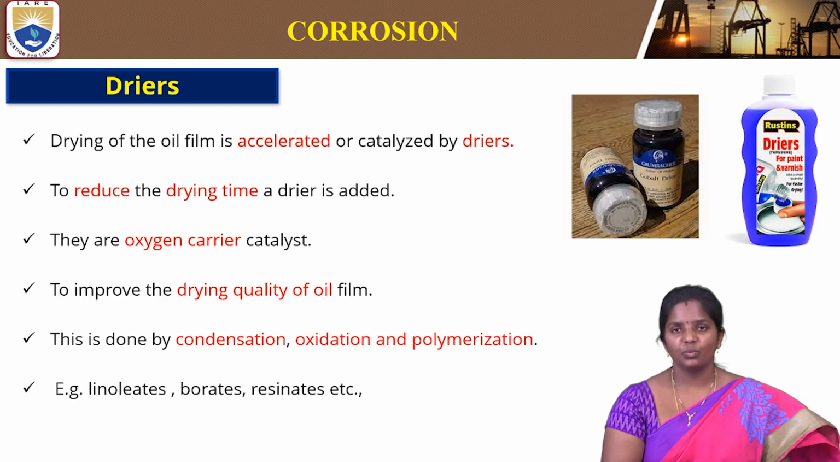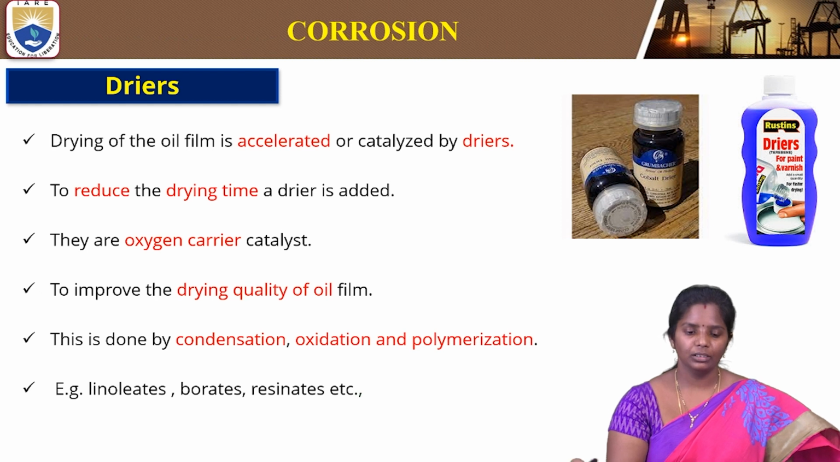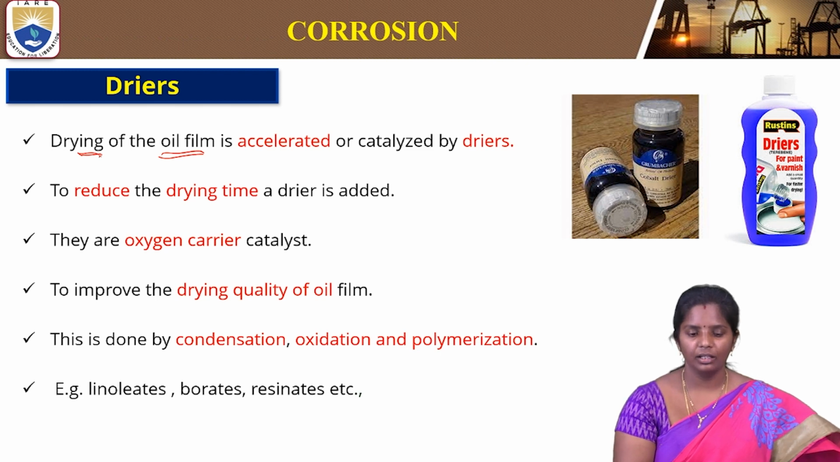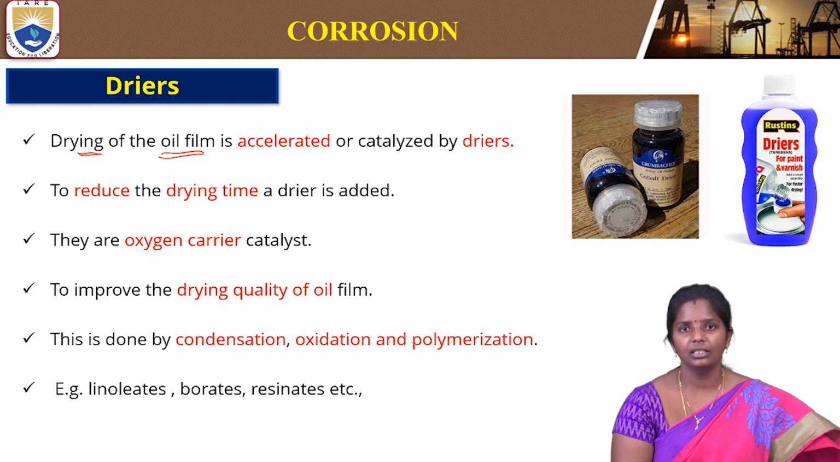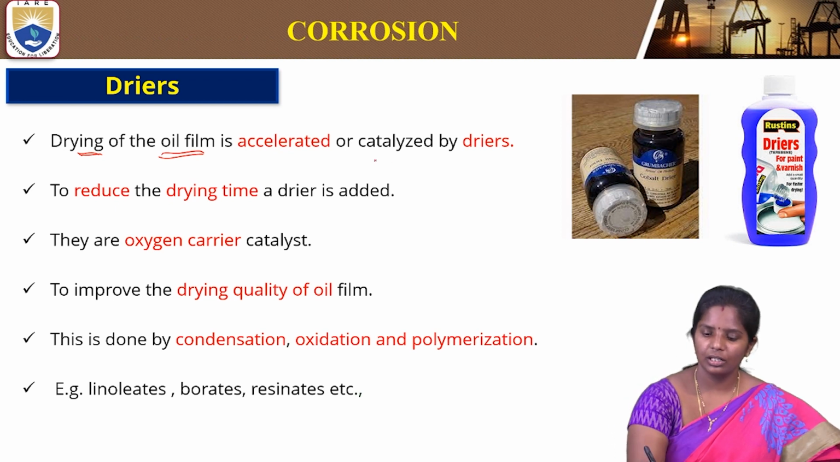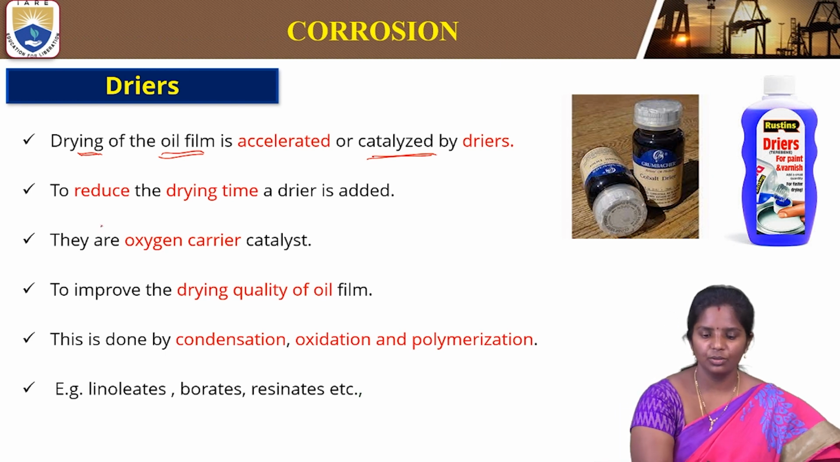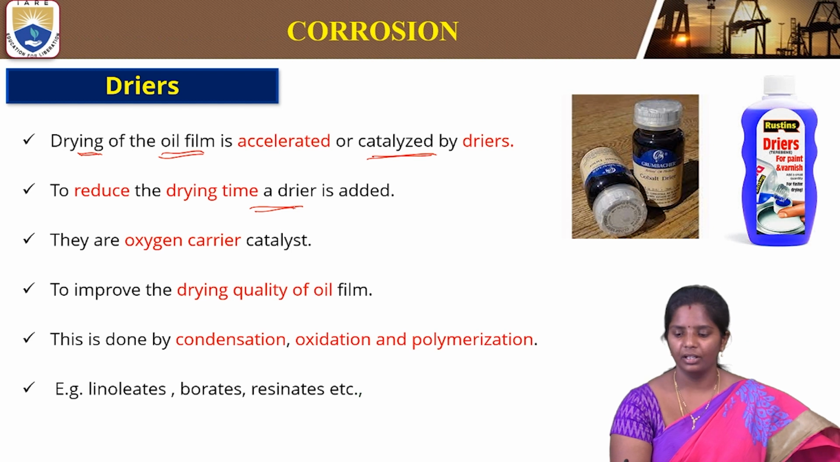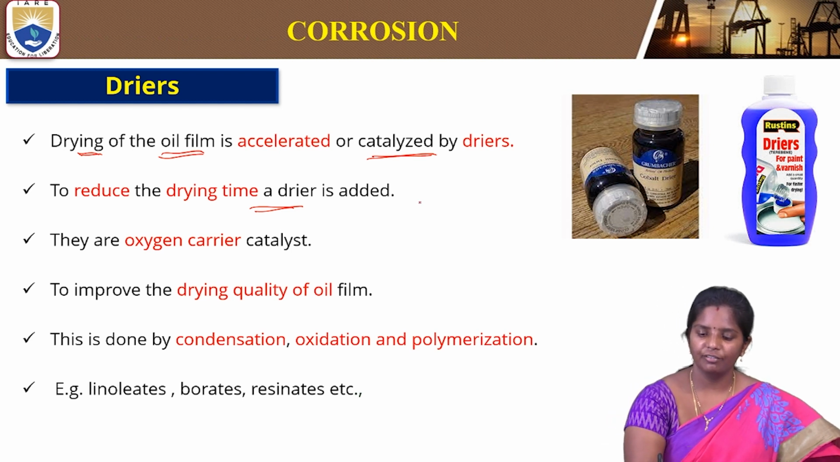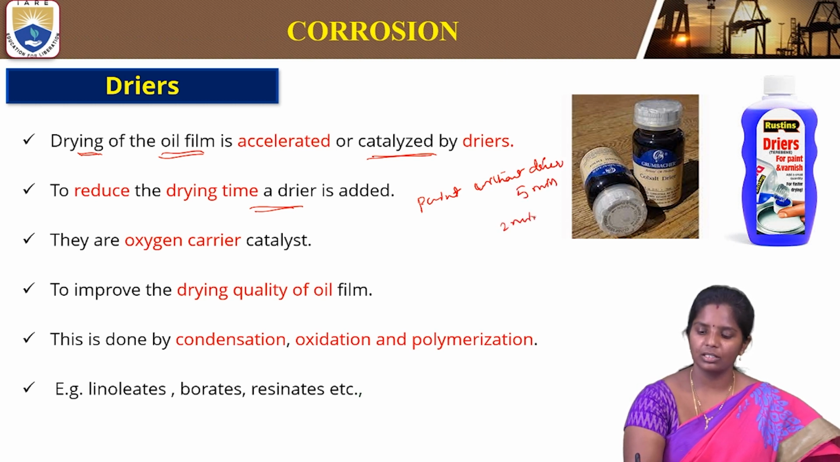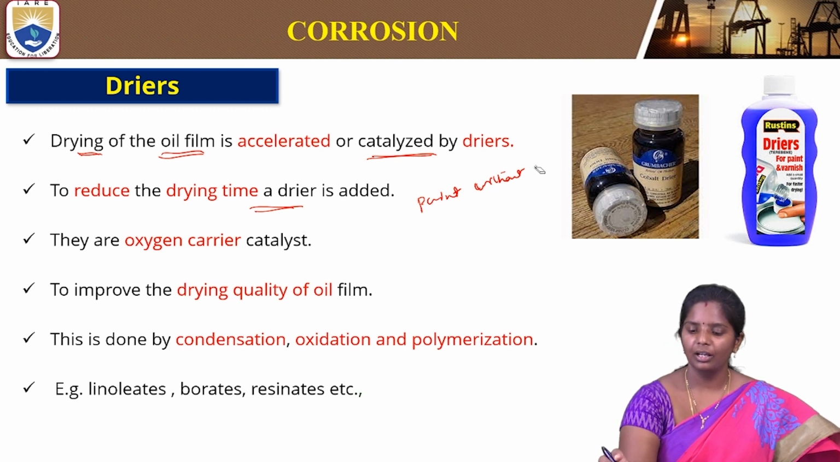So then dryers will help in drying the paint. Drying of the oil film that is present in the paint can be accelerated in the presence of dryers. So it will increase the drying capability of that paint. To reduce the drying time, a dryer is added. For example, if a paint without dryer takes 5 minutes, with the dryer it will take only 2 minutes. That is how it will accelerate the drying of that particular paint.